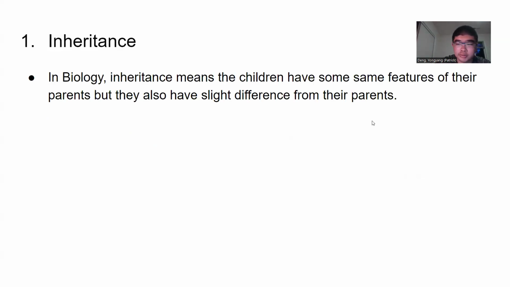Like inheritance in biology, it usually means that children will inherit some of the characteristics of their parents, for example they look the same as their parents, or maybe they have similar behavior. They will inherit some same features or characteristics of their parents, but they also are slightly different from their parents.